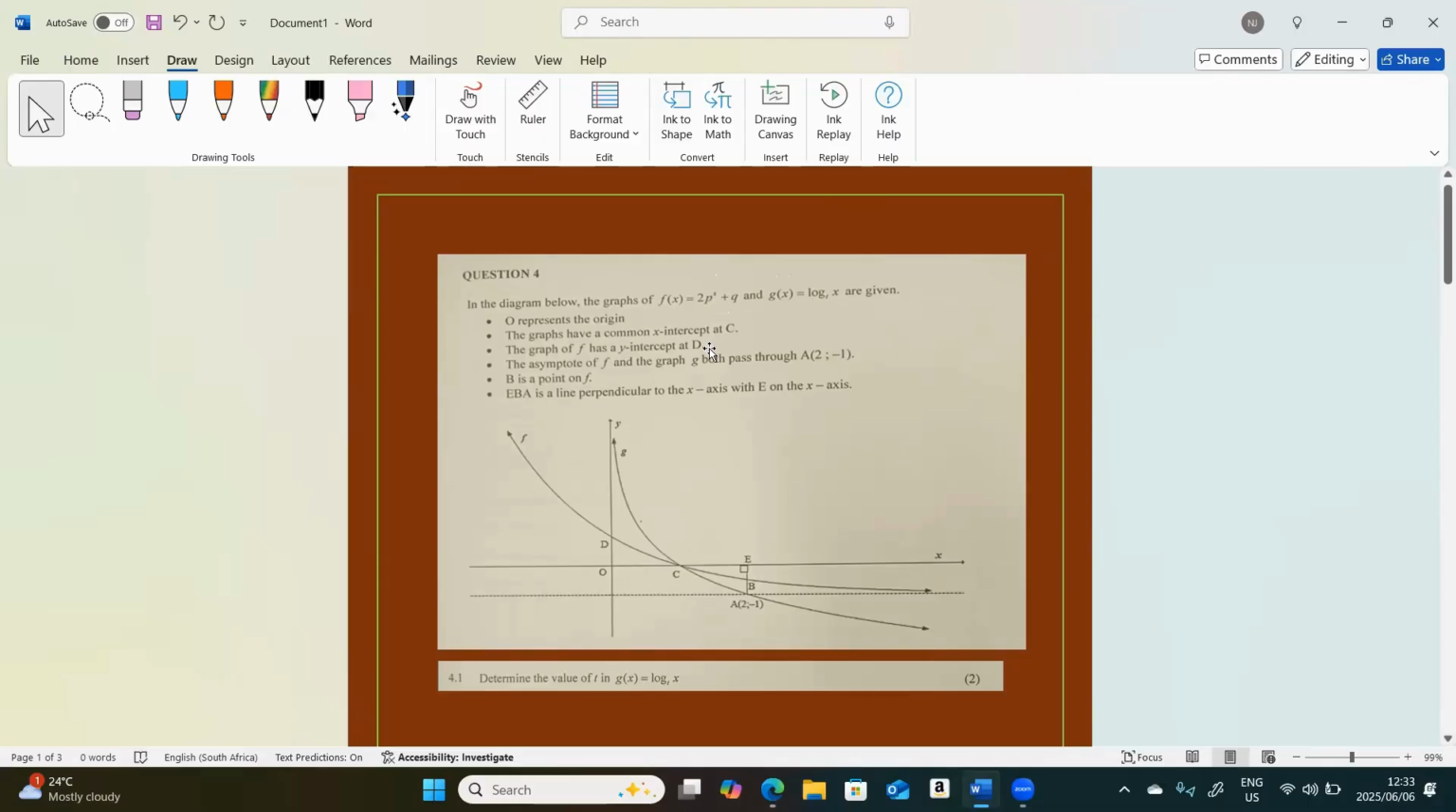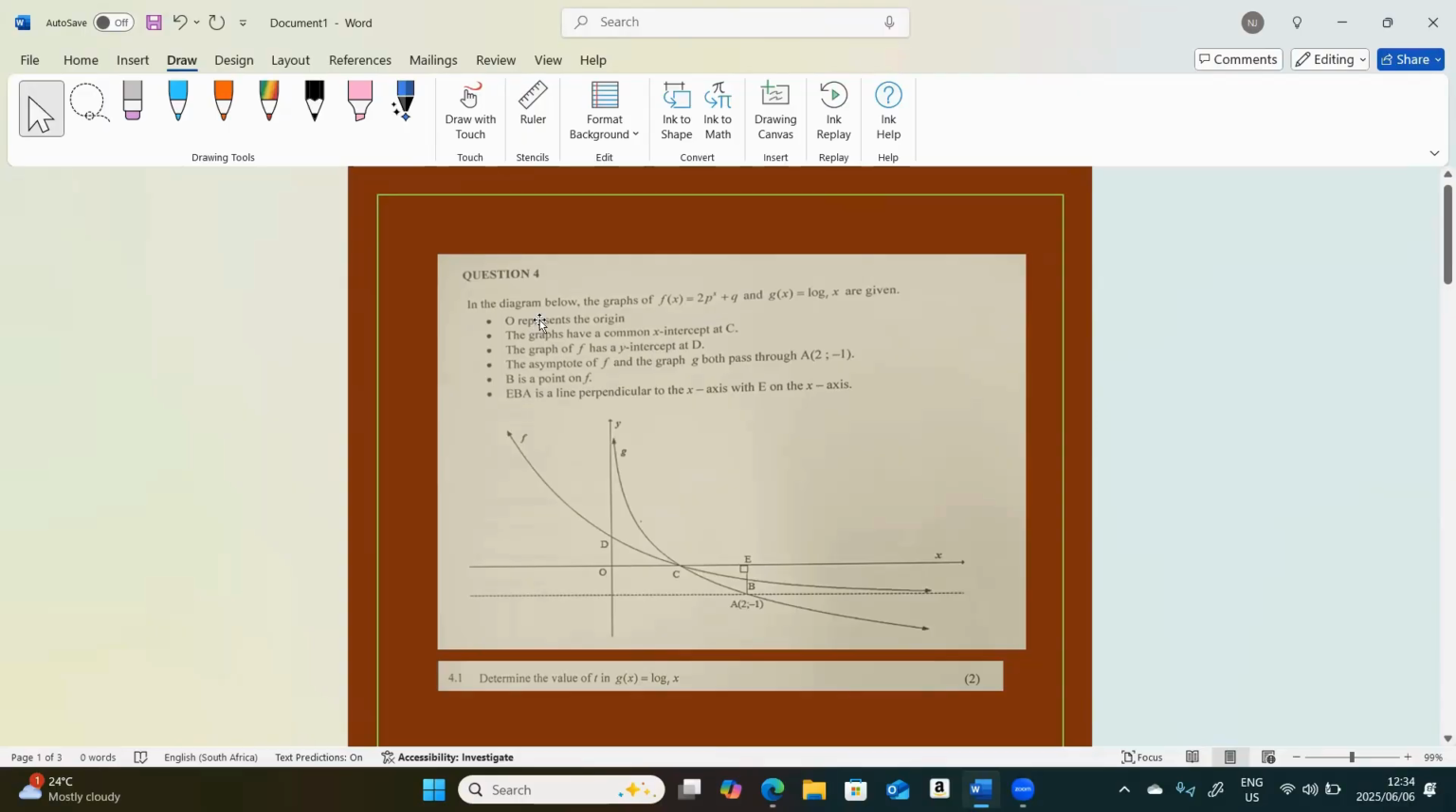In this specific formula sheet, there weren't any formulas or principles to assist you. Please remember that there are quite a lot of principles in this chapter in grade 12, so make sure that you understand this chapter, study and memorize all of these principles, and practice them as much as possible. Let's get going with the specific question.